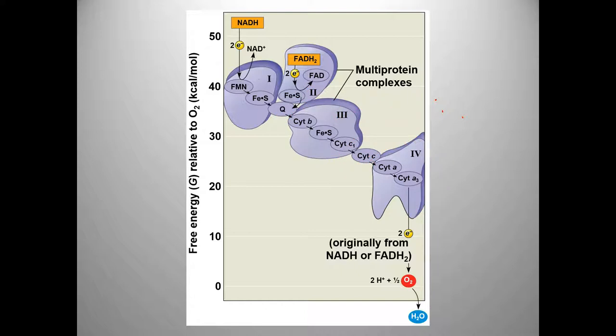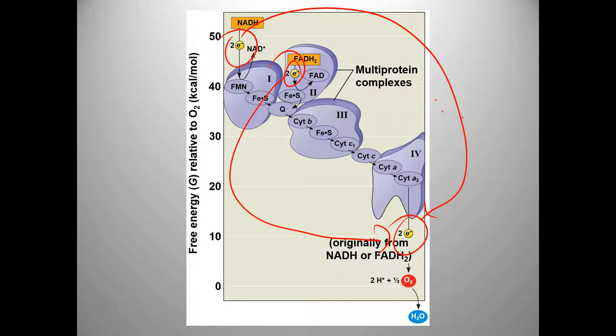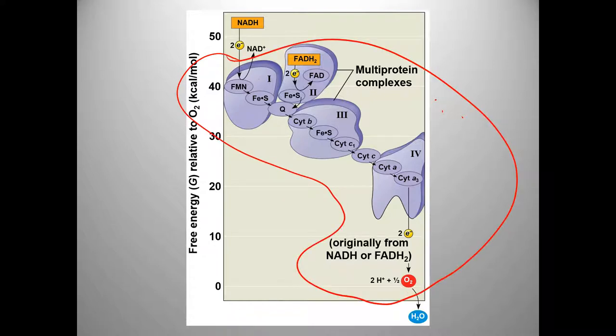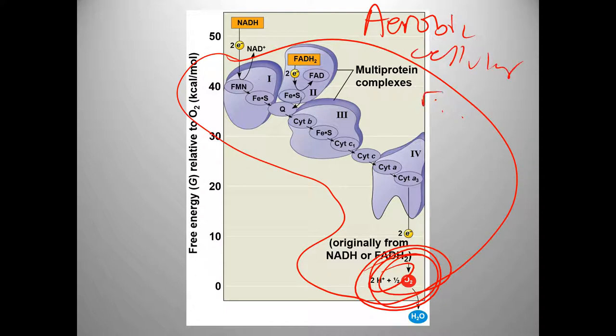And finally, these electrons that we started off with here and here end up down here, and are finally donated to oxygen to form water. Oxygen is reduced, water is formed. So in this case, the final electron acceptor in the electron transport chain is oxygen. When you're talking about aerobic cellular respiration, oxygen is the final electron acceptor.